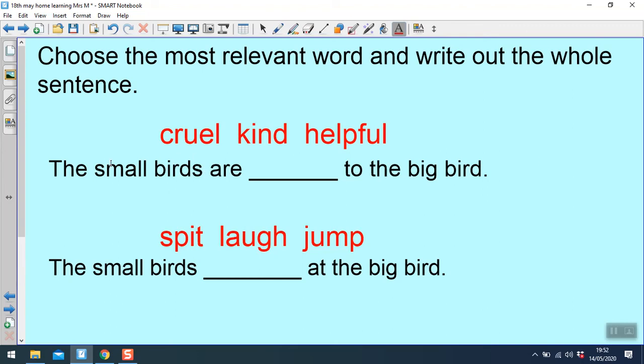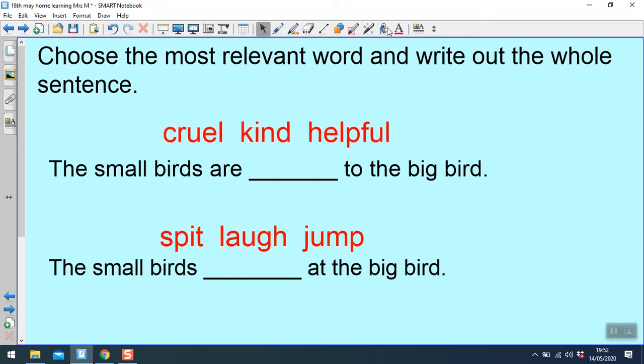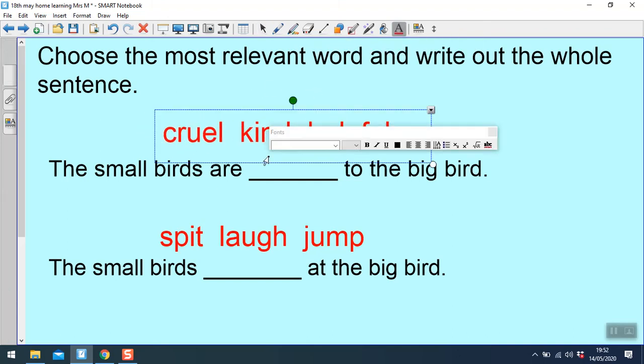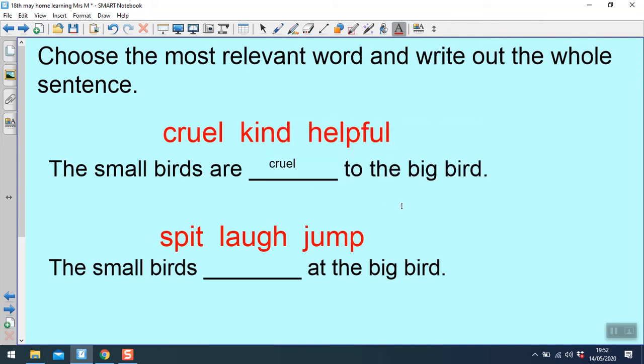The small birds are cruel, kind, or helpful. I'm going to choose cruel. The small birds are very cruel, very mean to the big bird.